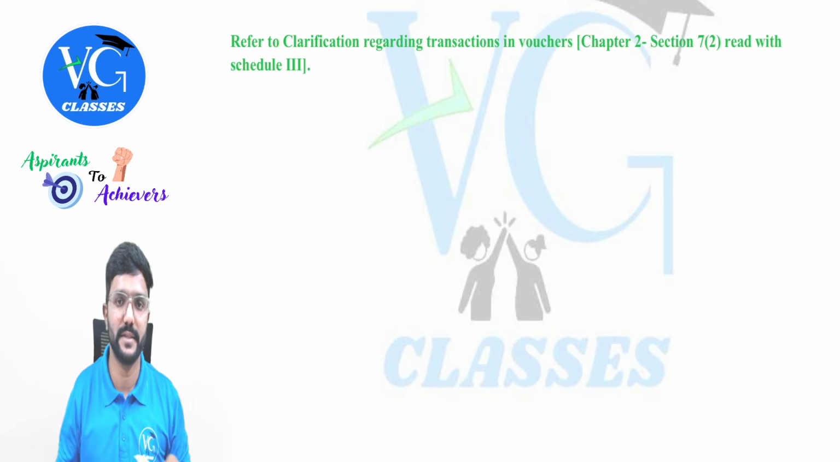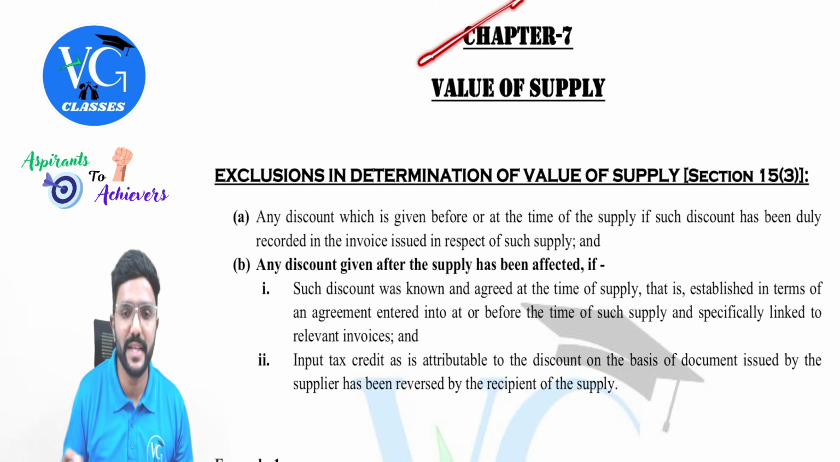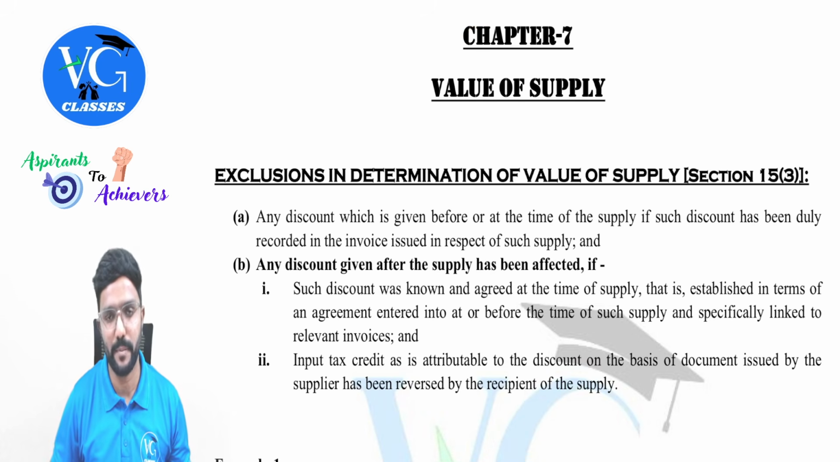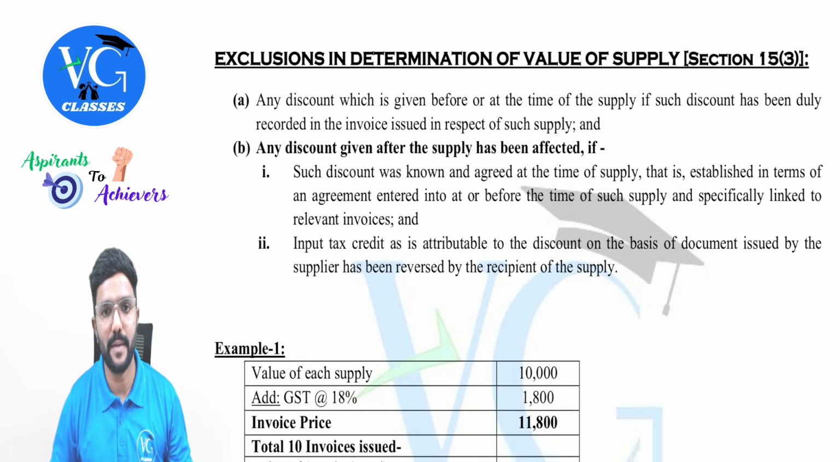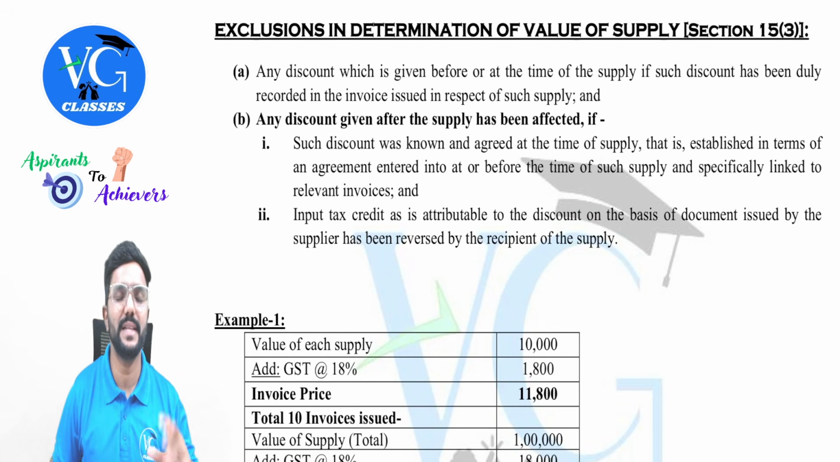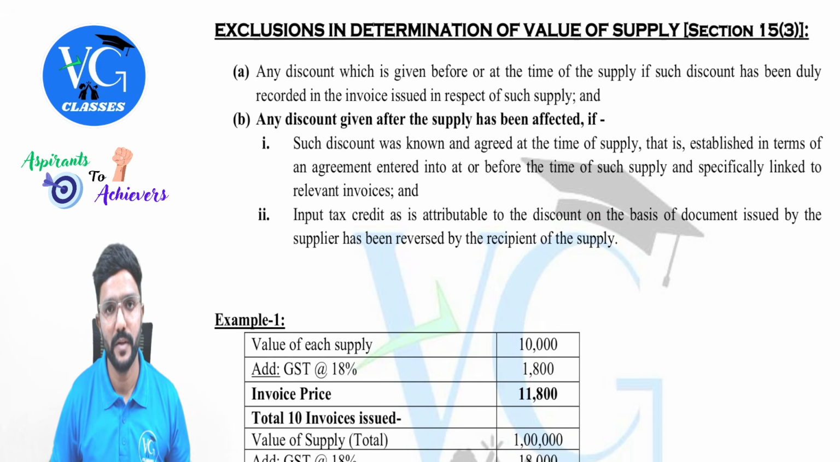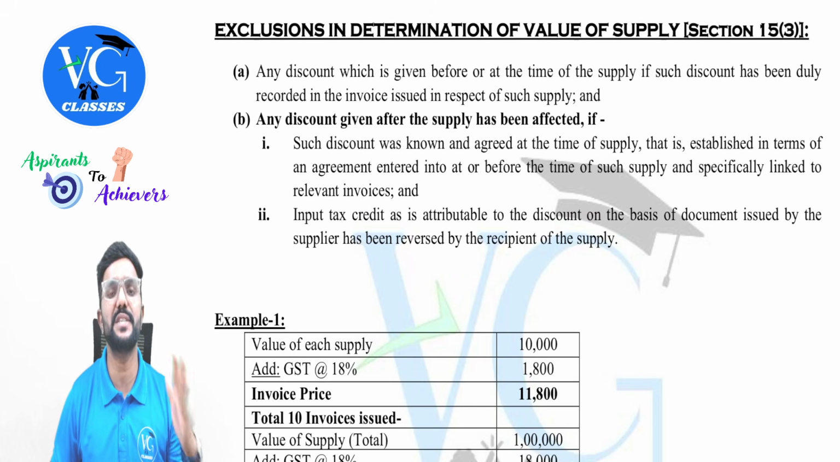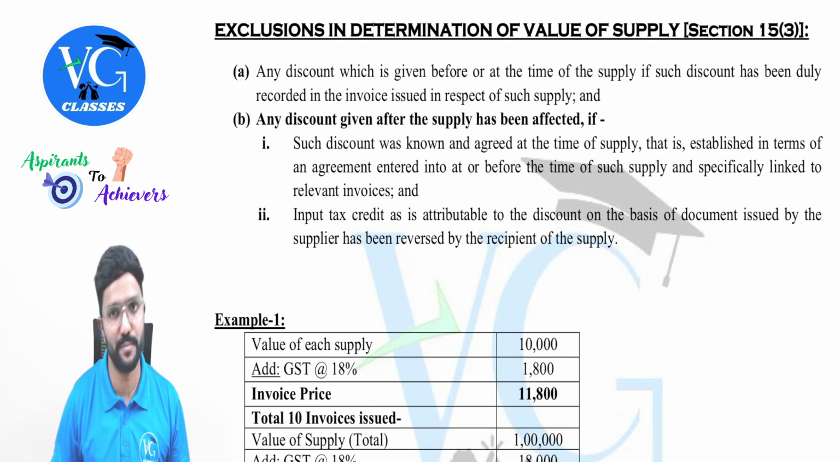Got it? Yes, sir. Now we will move to the next topic, that is in chapter 7, value of supply. Guys, in this chapter, there is no amendment, but there are few clarifications given with respect to the discount as per section 15 subsection 3 clause B.